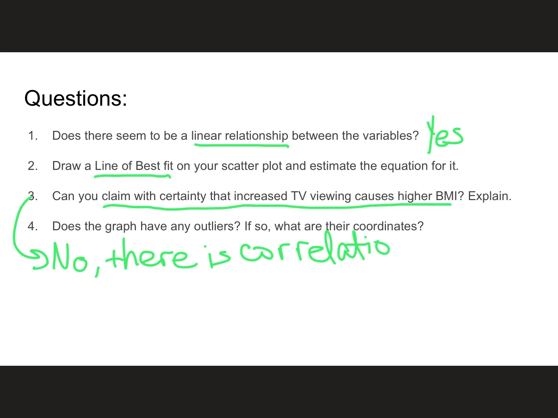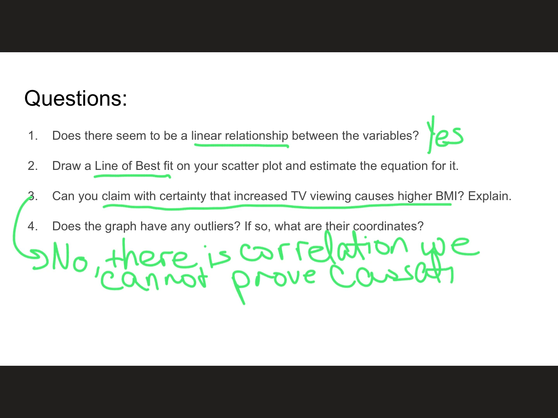When we see this data, all the data shows is that there seems to be some sort of connection. It doesn't tell us why the connection is there. We don't know what is causing what. All we know is that there seems to be some sort of link. We cannot prove causation. There could be something outside of these two causing both.